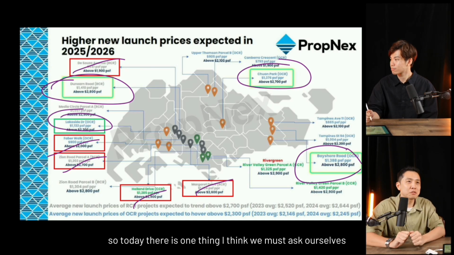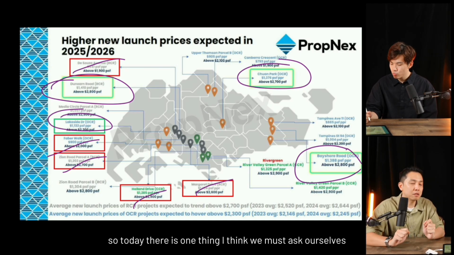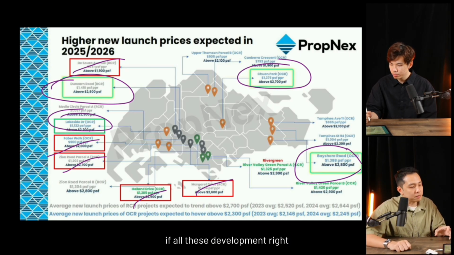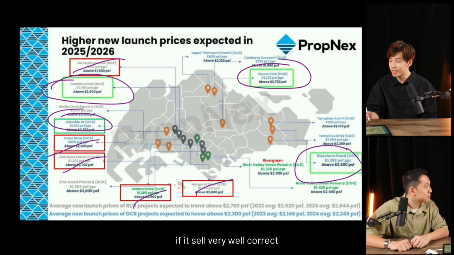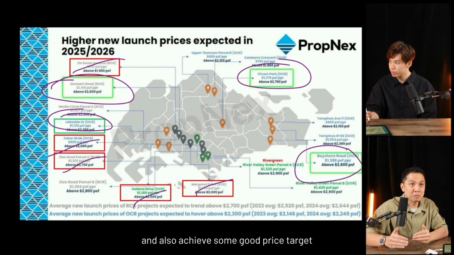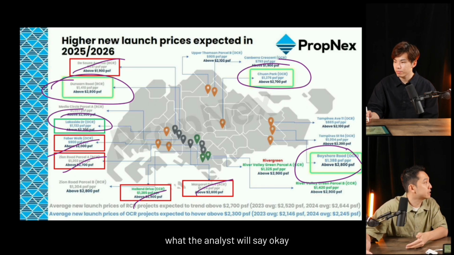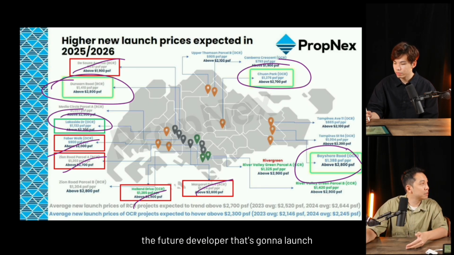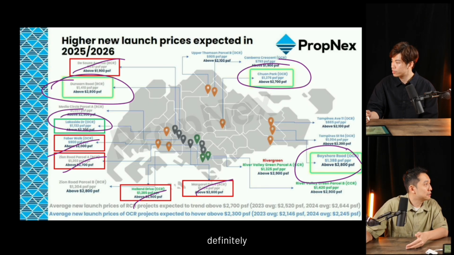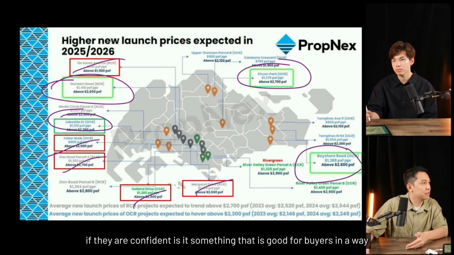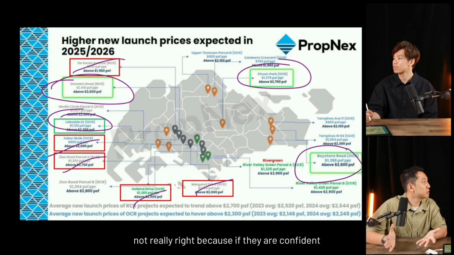So Dillon, I just ask you, so today, that is one thing I think we must ask ourselves. If all this development, the red ones, sell very well, it will sell very well, correct? And also achieve some good price target, when they all achieve the price, what will the analysts say, okay? The future developers that are going to launch, will they be more confident? Definitely. If they're confident, is it something that is good for buyers in a way? Not really. Not really, because developers are confident.